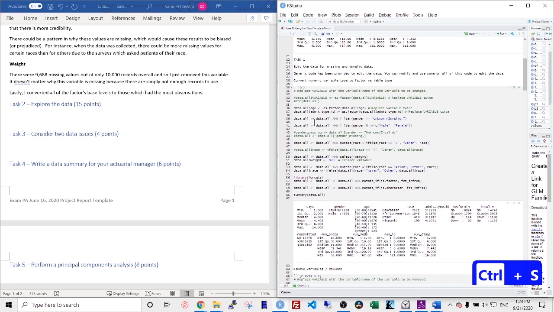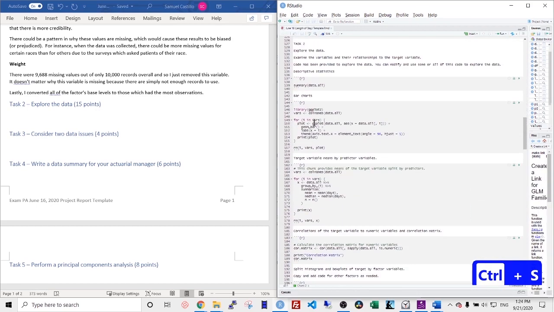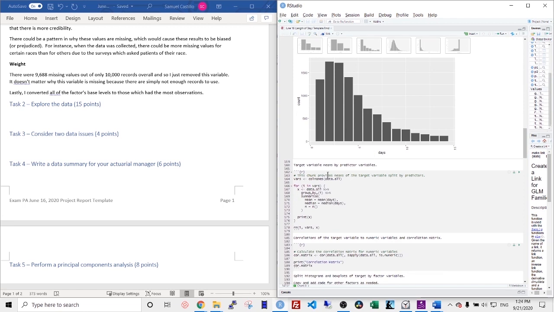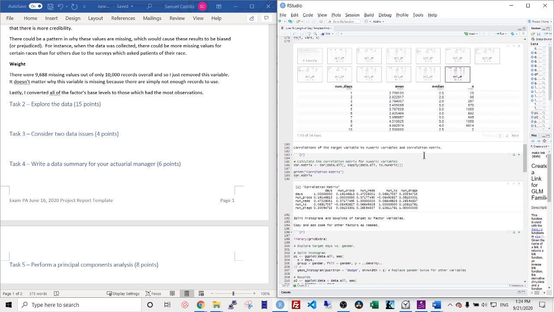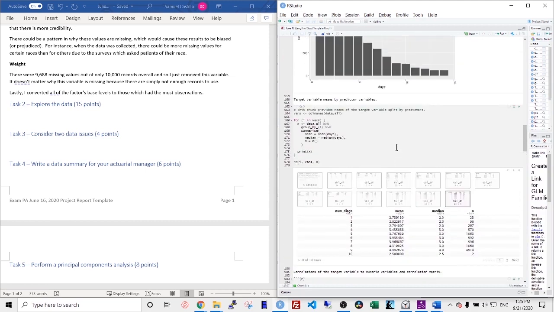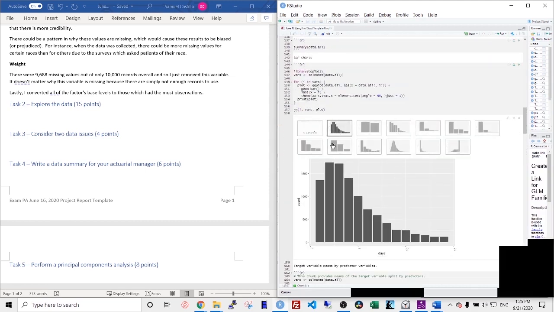Okay, going back to task 2 though, data exploration. They give us this template code. They show us how to create a bar chart. That's great. And they also say target variable means by predicted values and correlations of the target to the numeric variables. Then they also give us some code that says split histograms and box plots by target and factor variables. It looks like they give us all of the code that we need for this question. We really just have to spend our time thinking.